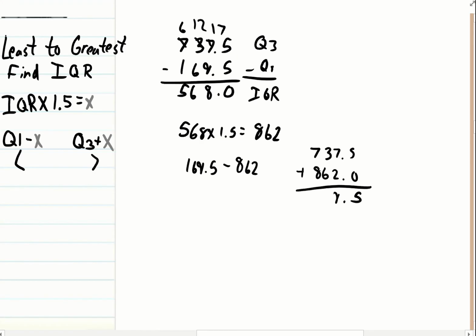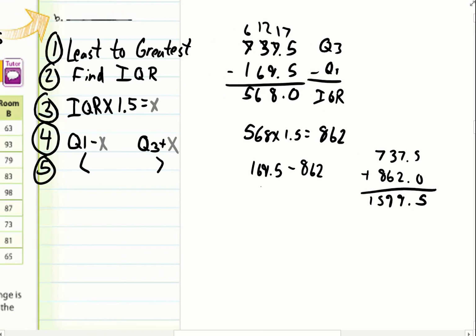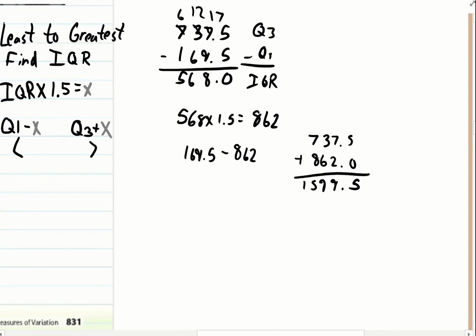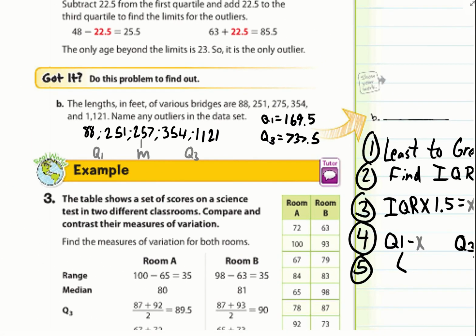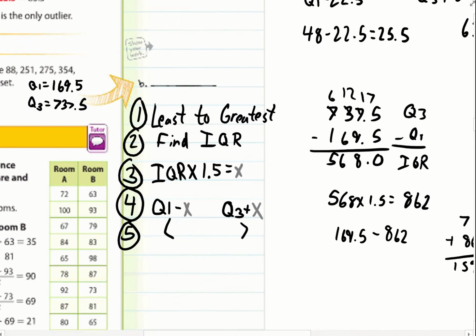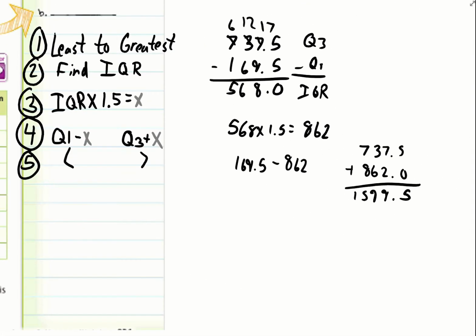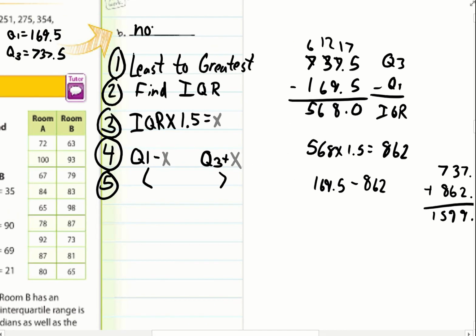So 1,599. Oh, would you look at that? So we don't have any negative numbers, so that this is going to equal a negative number. So that's why I didn't do it. Now the 1,599, do we have any numbers larger than that? We do not. So I was under the impression that 1,121 would be an outlier, but I was incorrect. So there's no numbers less than Q1 minus X, and there's no numbers greater than Q3 plus X. So our outliers is going to be none.